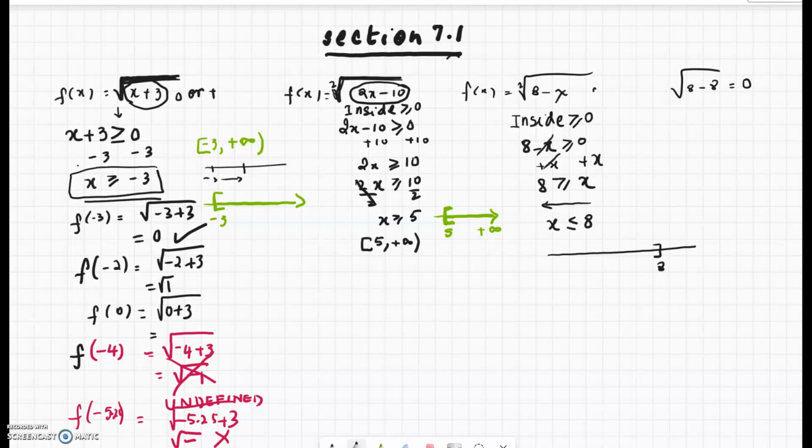Let's say I plug in a 7. So it's 8 minus 7, which is perfectly fine. It's a positive number. 8 minus 6. Anything smaller is good. I get a positive number. Anything left of 8. So it is negative infinity to 8. Anything to the left of 8, less than 8 or equal to 8 is fine. That's why we include 8 and anything less than 8.